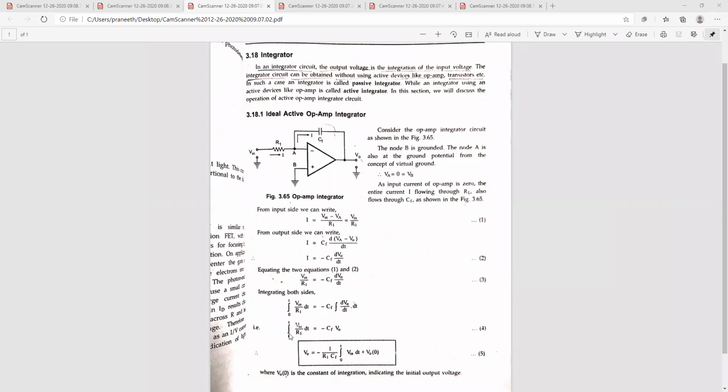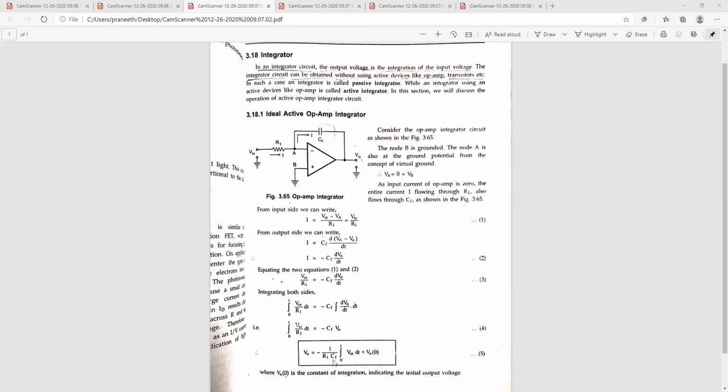So this term will simply become V naught, and keeping V naught here by just moving this CF to this side, my final equation will be V naught equals minus 1 by R1 CF times the integration from 0 to t of V in dt. Okay. So 1 by R1 CF is considered to be the constant value.